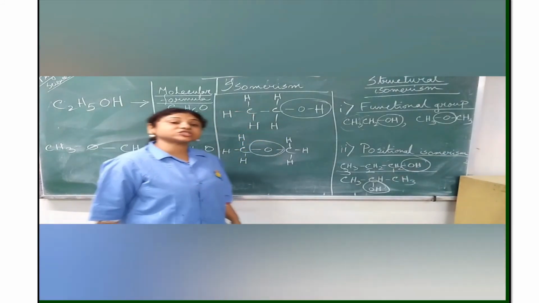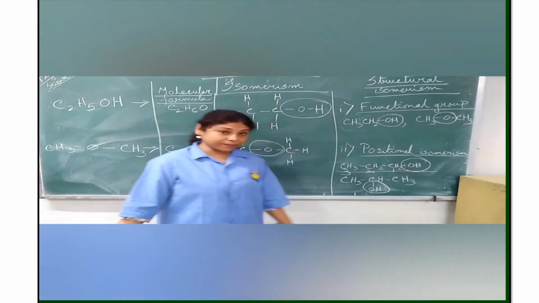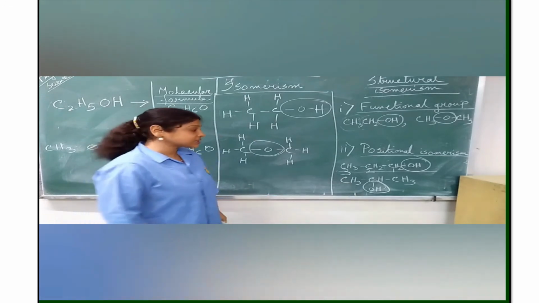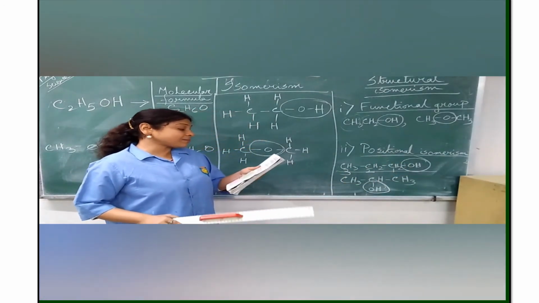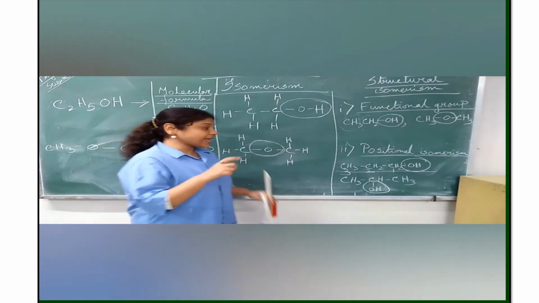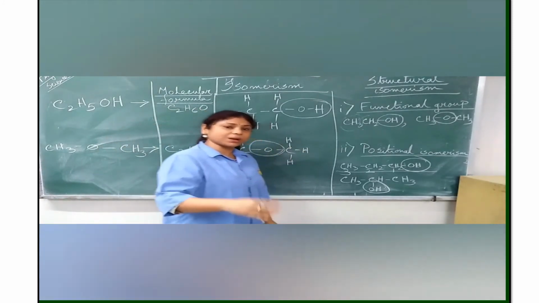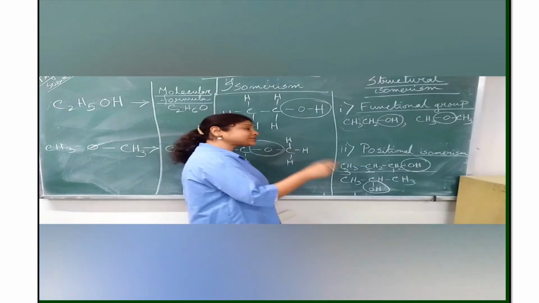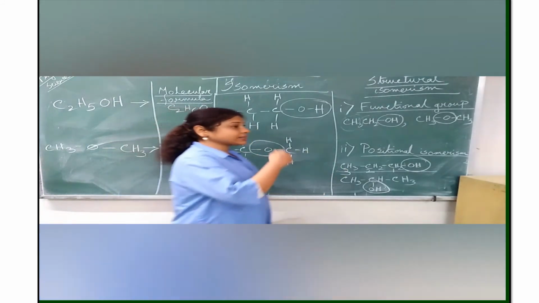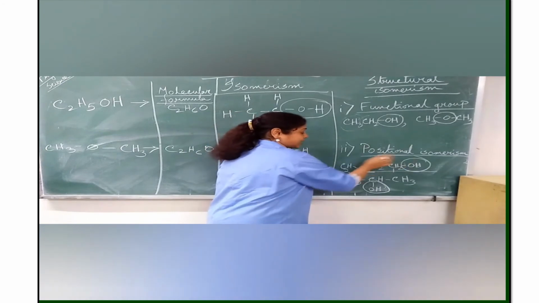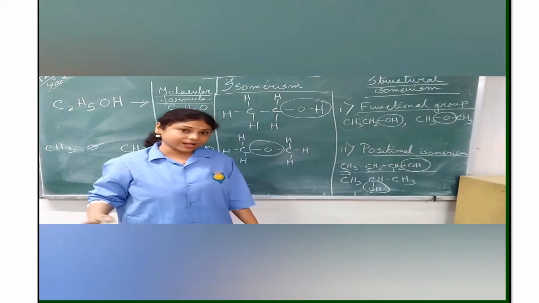Later on I will teach you the IUPAC name. Then I will explain this. So propan-1-ol or N-propyl alcohol. N means normal. N-propyl alcohol. That means here the functional group attaches with the carbon at either this side or that side, not in the middle. In simple words I will tell you.